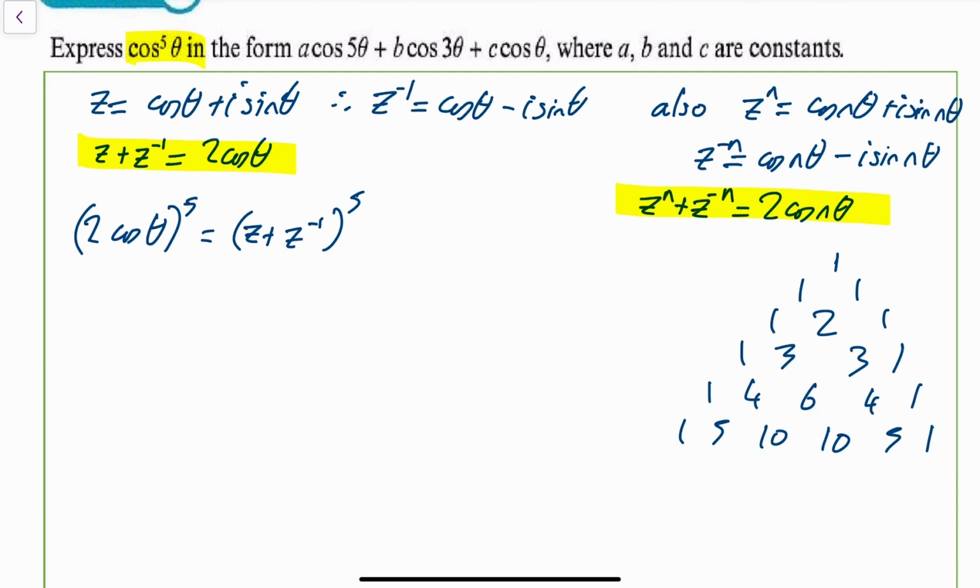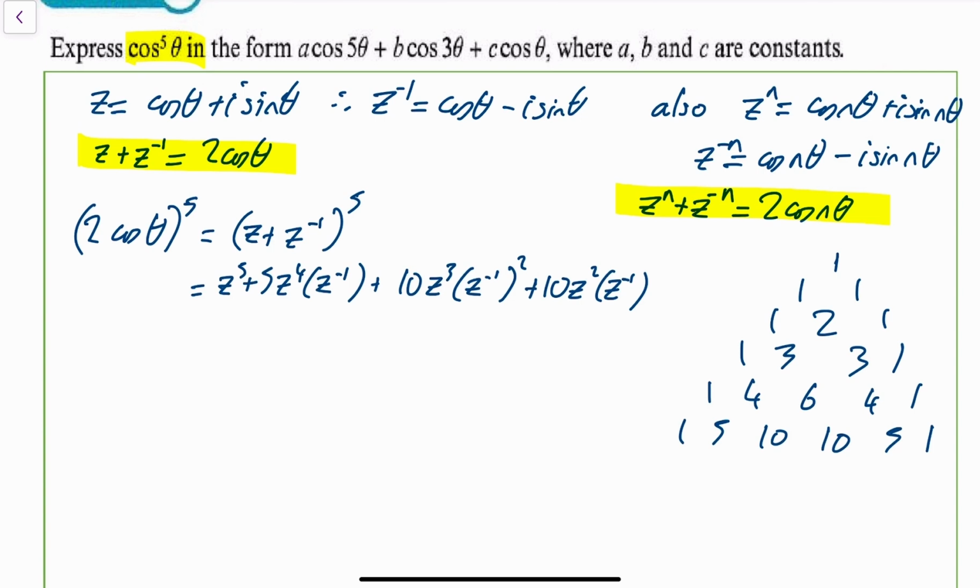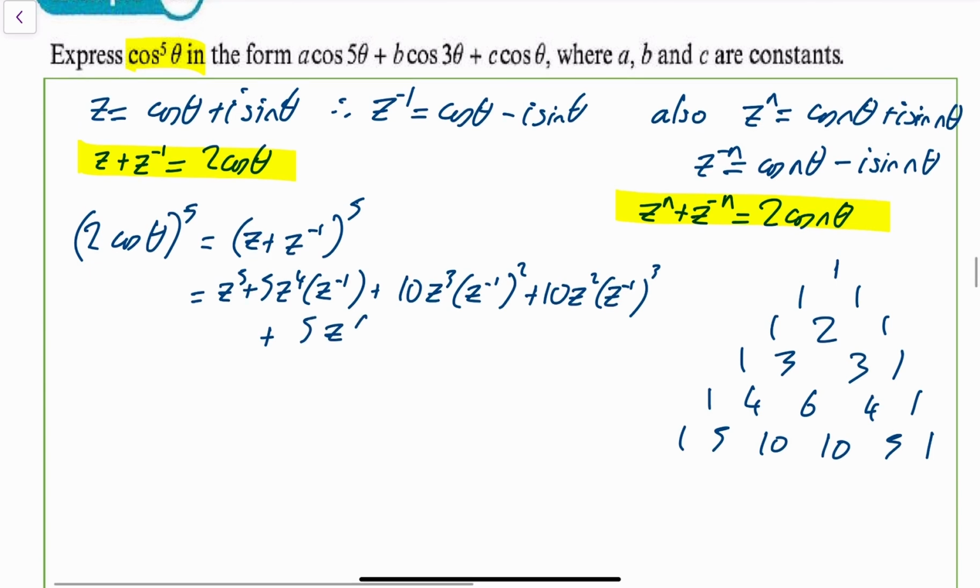So when I expand this out and just leave this in terms of z's, you're going to get z to the power 5, plus 5 times z to the power 4 times z to the power of minus 1, plus 10 times z cubed times z to the minus 1 squared, plus 10 times z squared times z to the minus 1 to the power of 3. Going to my next line, I'm also going to get 5 times z to the power of 1 times z to the minus 1 to the power of 4, plus z to the minus 1 to the power of 5.